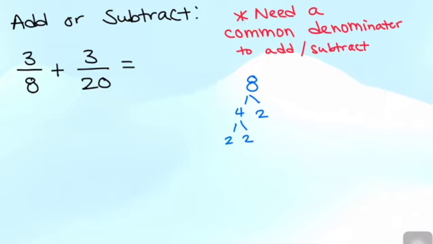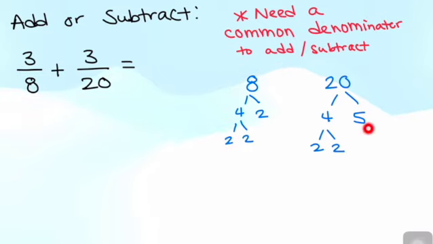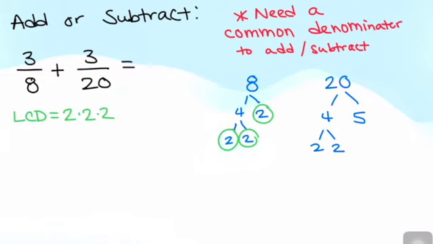So I'll start with the 8. 8 is 4 times 2, and we can break that 4 down into 2 times 2. 20 is 4 times 5, and I can break that 4 down into 2 times 2. Then the idea is my LCD has to contain every single factor from both denominators. So I start by looking at the first denominator, the 8, and I just write down all 3 2's. So 8 is 2 times 2 times 2. That goes in my LCD.